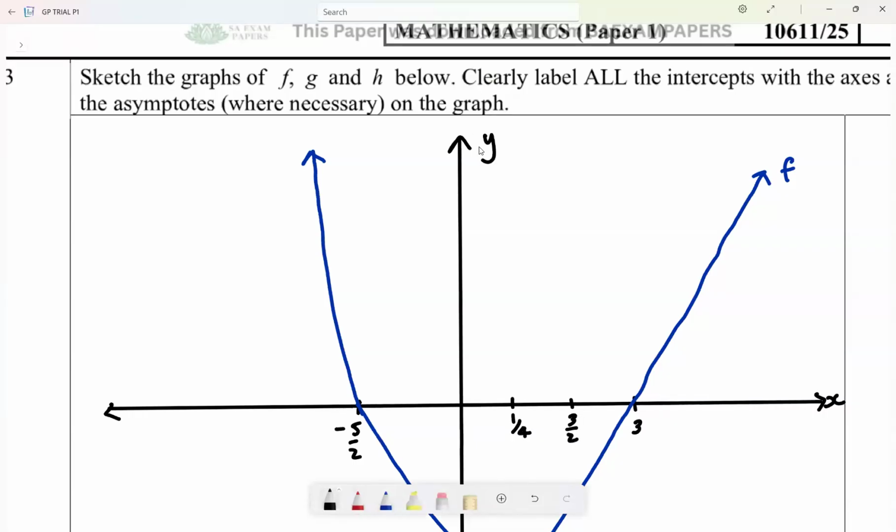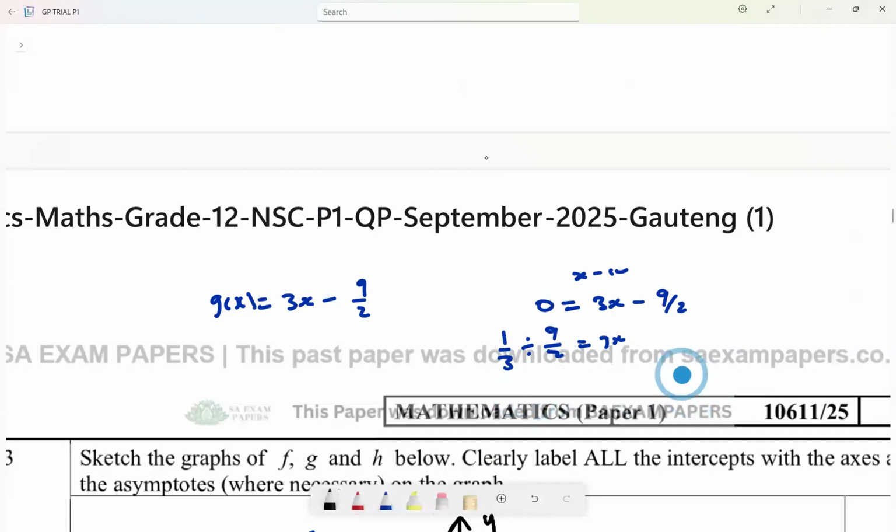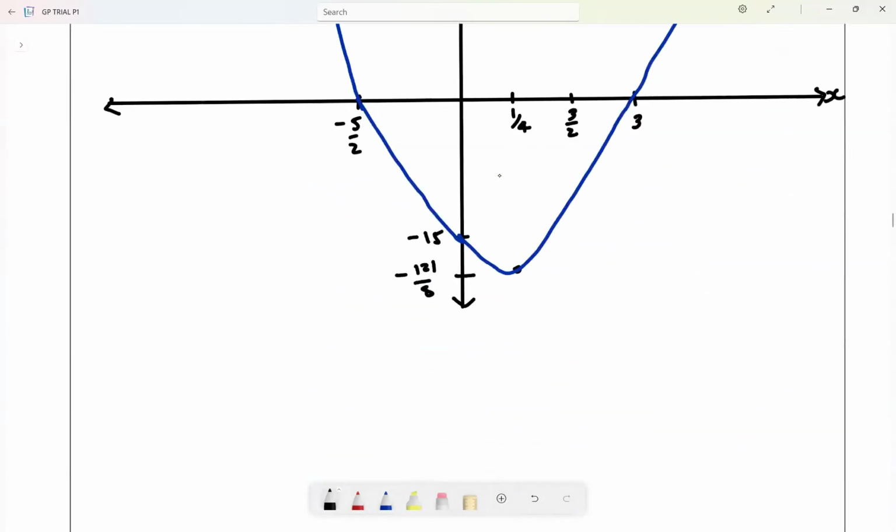And then let's look at the y-intercept. For the y-intercept, you let x equal to 0. When you let x equal to 0, then the y-intercept is going to be negative 9 divided by 2, which is negative 4.5. So negative 4.5 is somewhere here. Let's put it somewhere here.